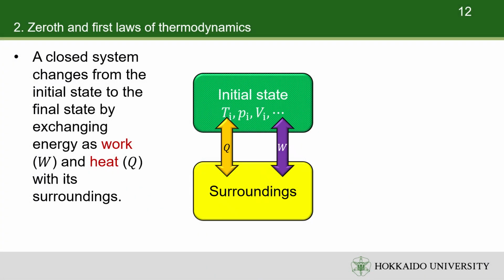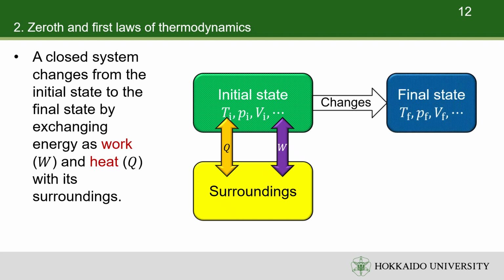A closed system can exchange energy, as heat or work, with its surroundings, while the system itself changes from the initial state to the final state. Meanwhile, some of the state functions of the system also change during this process.